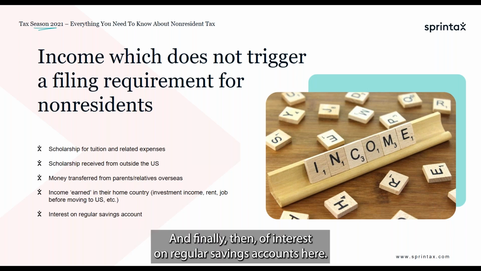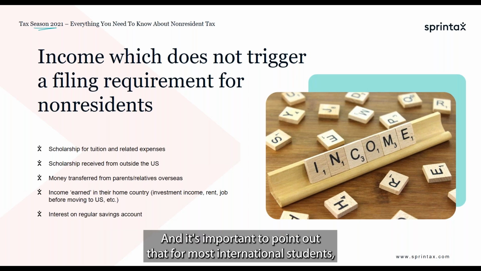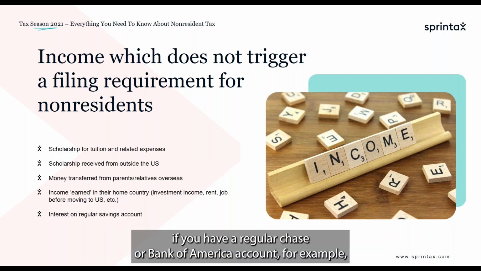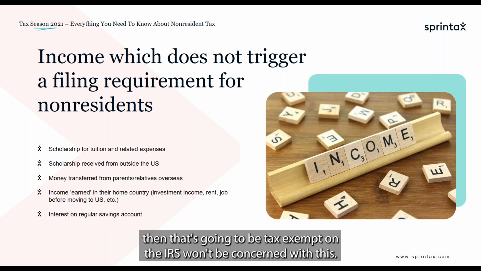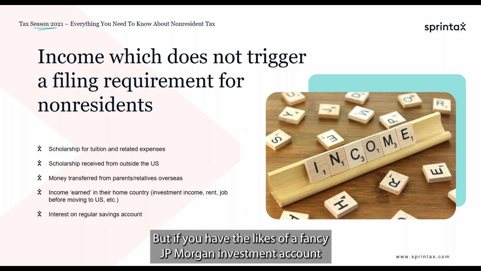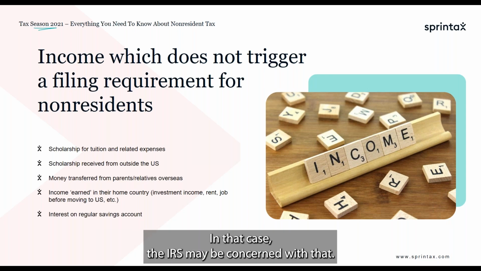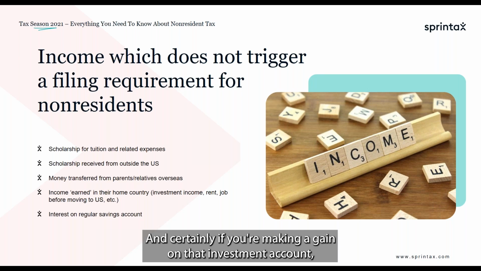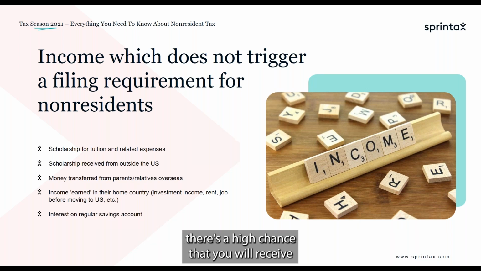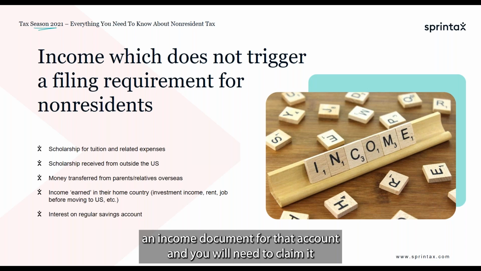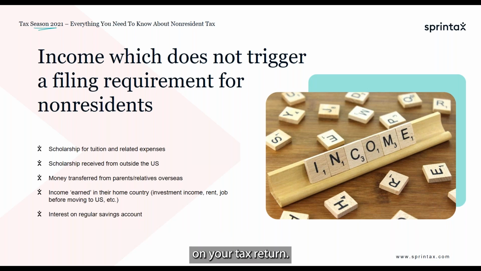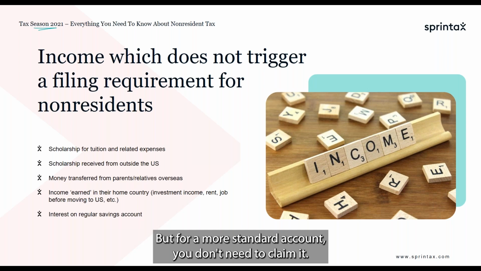And finally then, we have interest on regular savings accounts here. It's important to point out that for most international students, if you have a regular Chase or Bank of America account, for example, then that's going to be tax exempt and the IRS won't be concerned with it. But if you have the likes of a fancy JP Morgan investment account or a Robinhood account that's accrued a lot of interest each year, in that case, the IRS may be concerned with that. And certainly if you're making a gain on that investment account, there's a high chance that you will receive an income document for that account and you will need to claim it on your tax return. But for most standard accounts, you don't need to claim it.